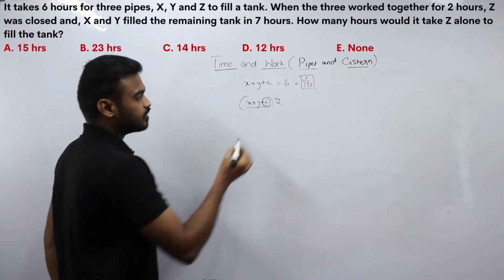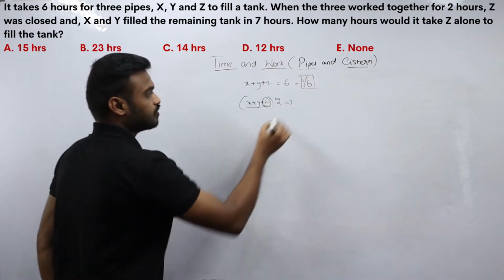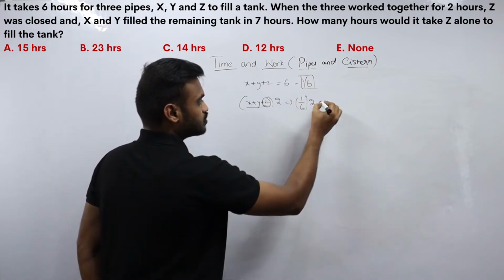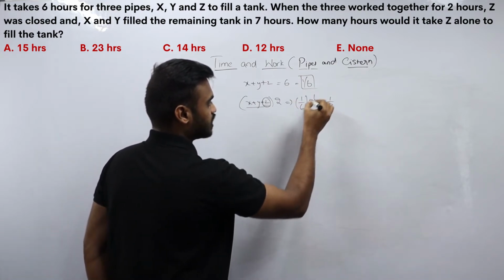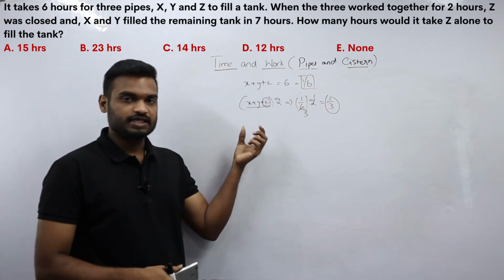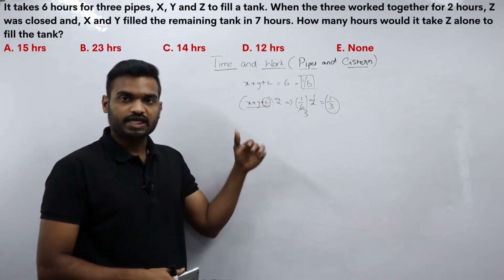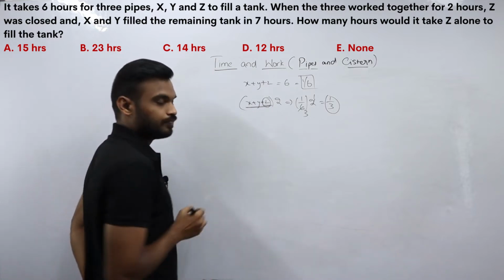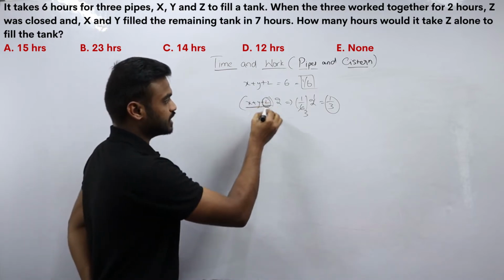Now up to 2 hours, what is the part of work that is completed? Their 1 hour's work is 1 by 6. Now they have worked for 2 hours, so they have completed 1 by 3 part of the work. See, X plus Y plus Z started to work together, and up to 2 hours they worked together, and after 2 hours they closed Z.